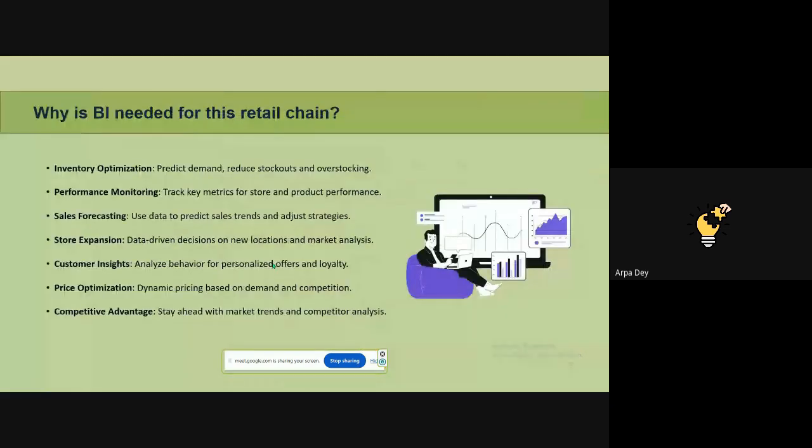Firstly, why is business intelligence needed for this retail chain? There are many advantages, but here I am going to mention a few. We can do dynamic pricing based on price optimization so that we can be ahead of our competitors. We can also predict demand by optimizing our inventory so that we don't end up overstocking those products which don't do well in our chain or retail stock. We can also take data driven decisions.